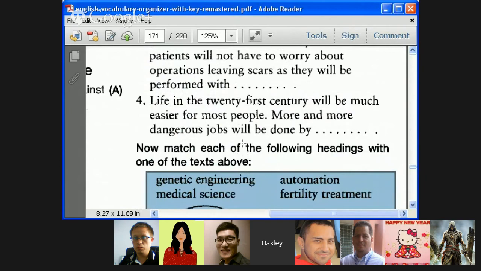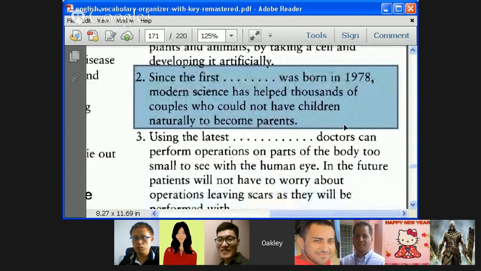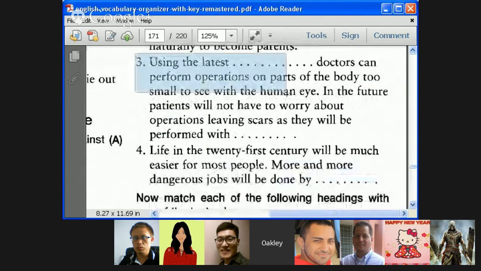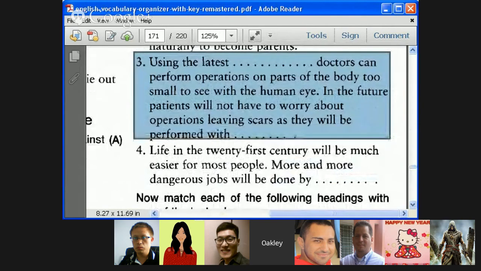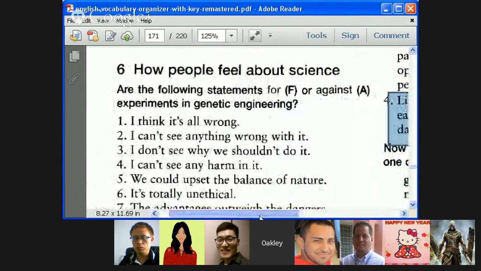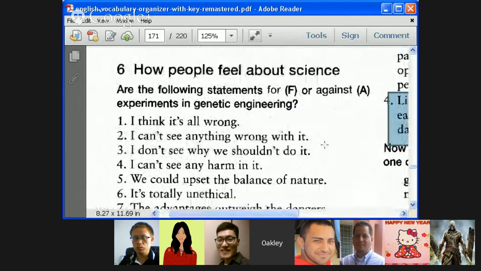Very good. Heidi, how about the second one, talking about test tube babies and fertility treatment. Fertility treatment, of course. And the third one, talking about microsurgery and all that. Is, of course, medical science. All right, advances in medical science. There you go. And the last one would have to be automation, robotics and automation. Very good.